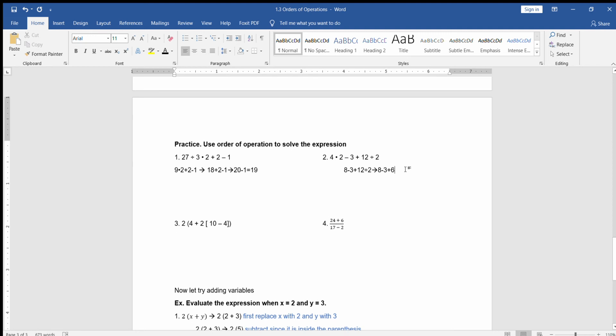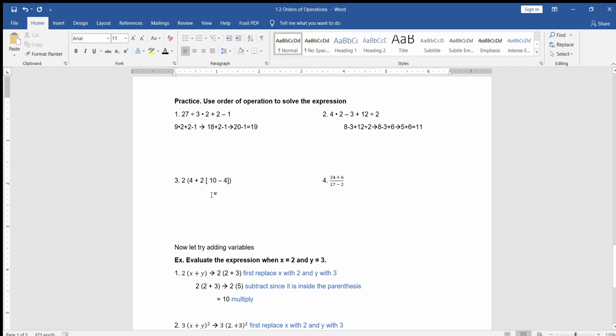Which one do we do first? Do we add or subtract? We do subtraction. So 8 minus 3 is 5. And then we just copy the operation. 5 plus 6 is actually 11. Hopefully you got 11 for your number 2. Let's move on to 3.